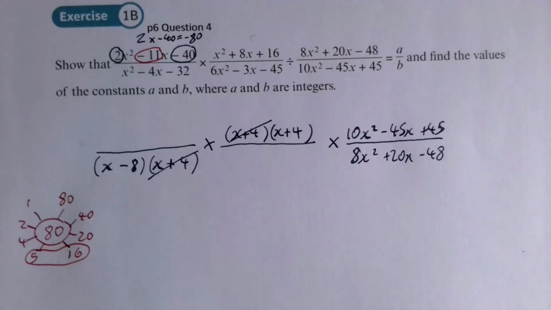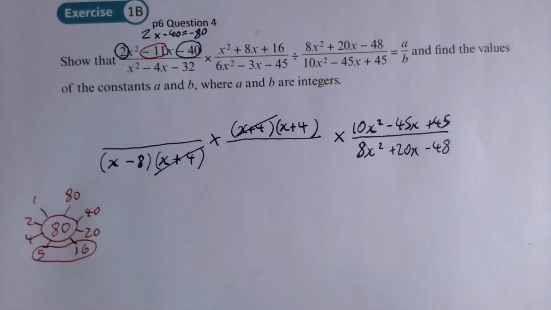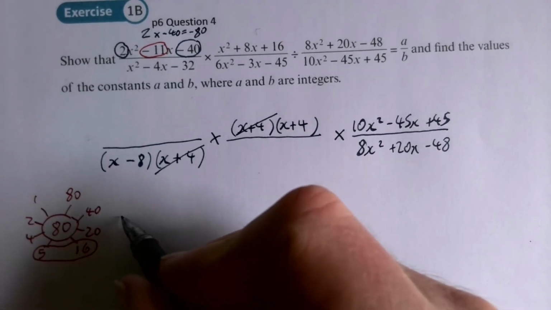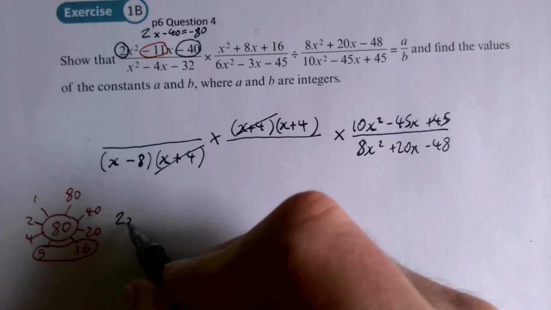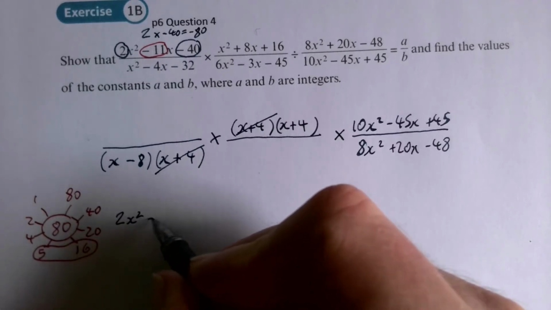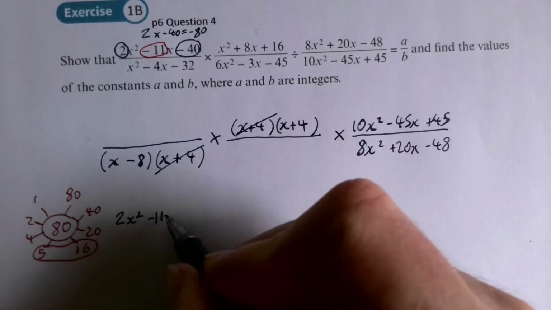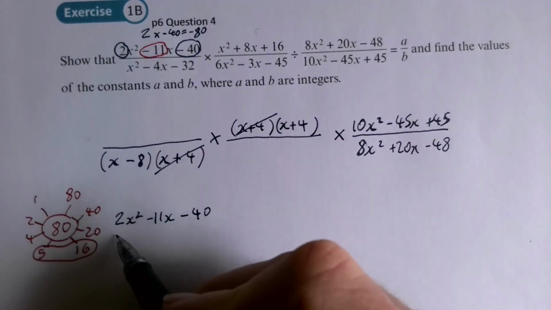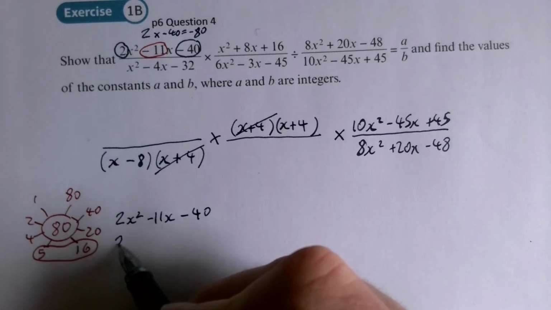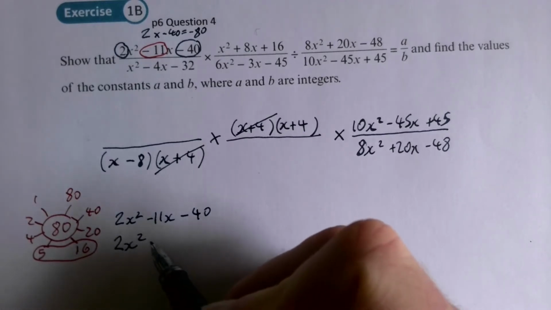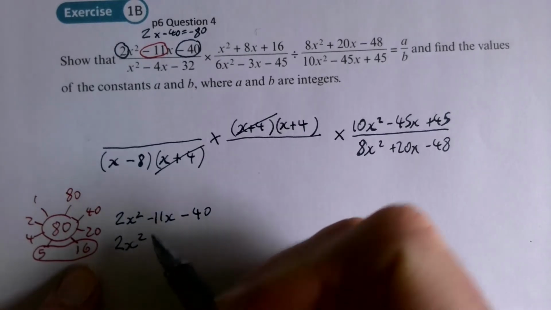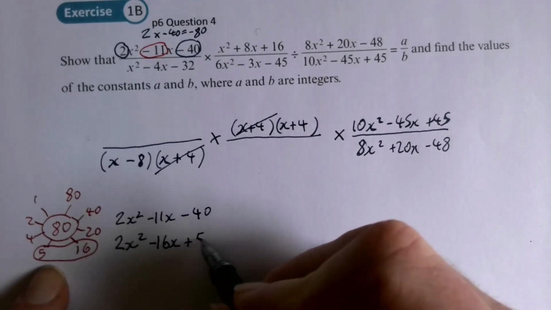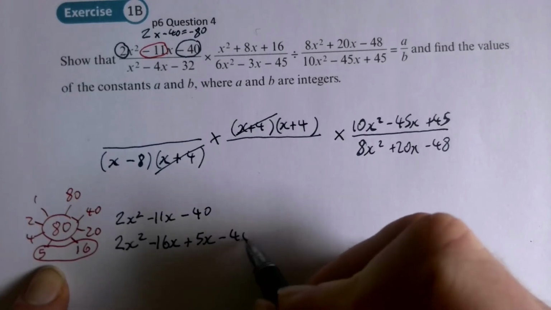Now that I know that it's those two that I want, now I start another little process up. So I'm going to write out 2x squared, take 11x, take 40, which is what I've got there, and then I'm going to write that again as being 2x squared. Now to get negative 11, I'm going to need negative 16x and plus 5x, take 40.